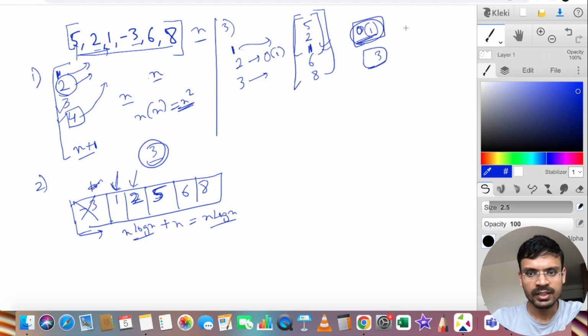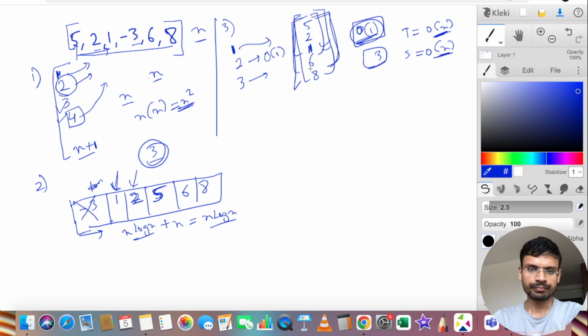What is the time complexity over here? Time complexity for this is O(n) only, because first we need to create a set which takes O(n) time, and then we need to search individual positive elements in the set, which would also take O(n) time. So O(n) plus O(n) would be O(n) only. Space complexity here is also O(n), because we are creating an extra set.